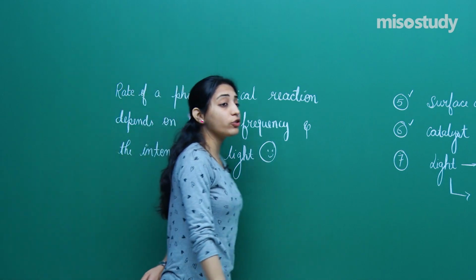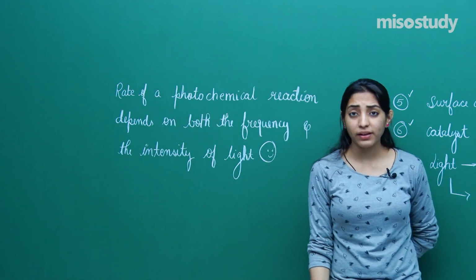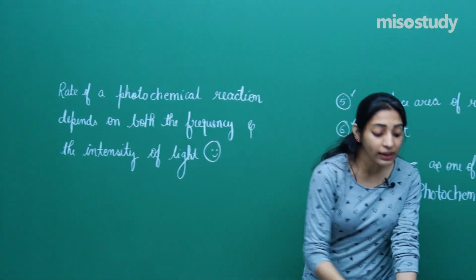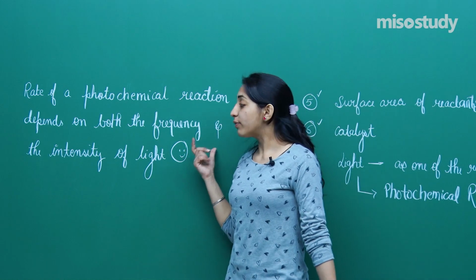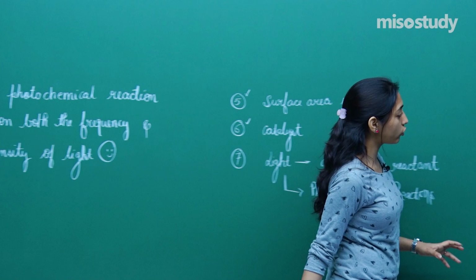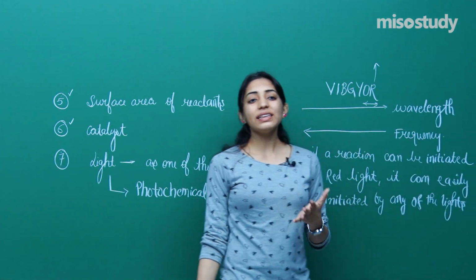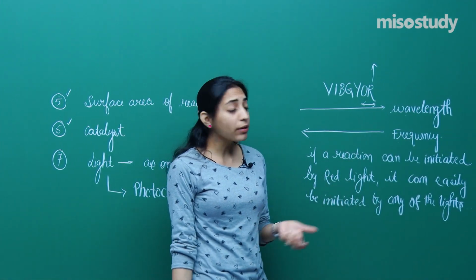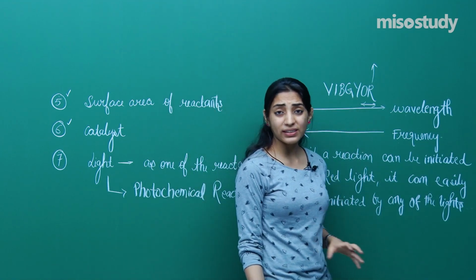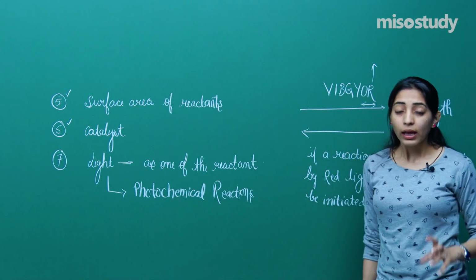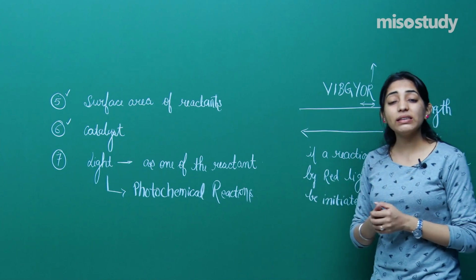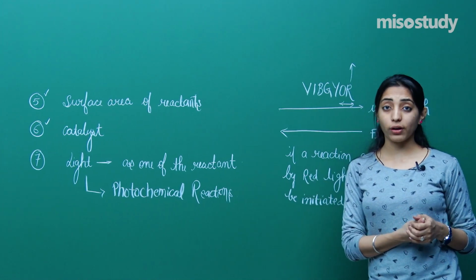So see, what do we understand by this particular statement? I have written here that the rate of photochemical reaction is not only affected by the frequency of light. For example, let's say there is a particular chemical reaction which can be carried out by a green light. So green light is mandatory to be present so that the chemical reaction could be carried out. Now suppose instead of green light you are taking red light. My question is, can the reaction be carried out or not?